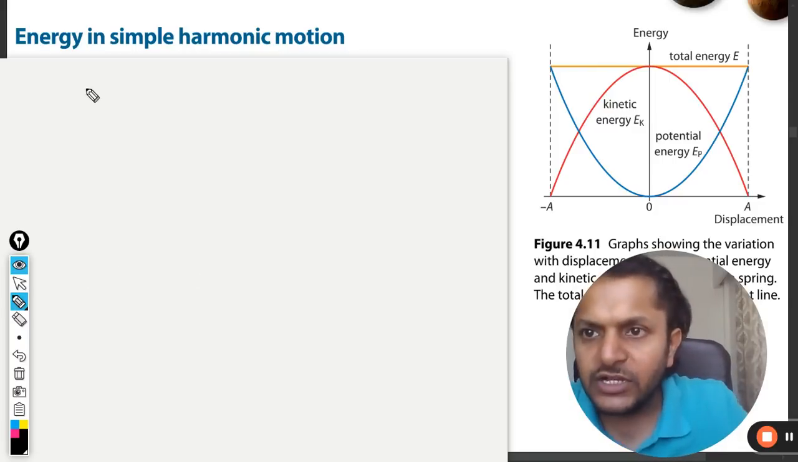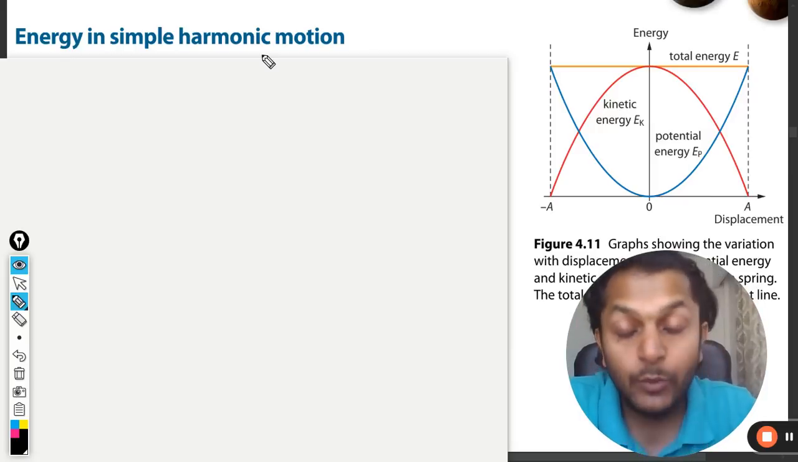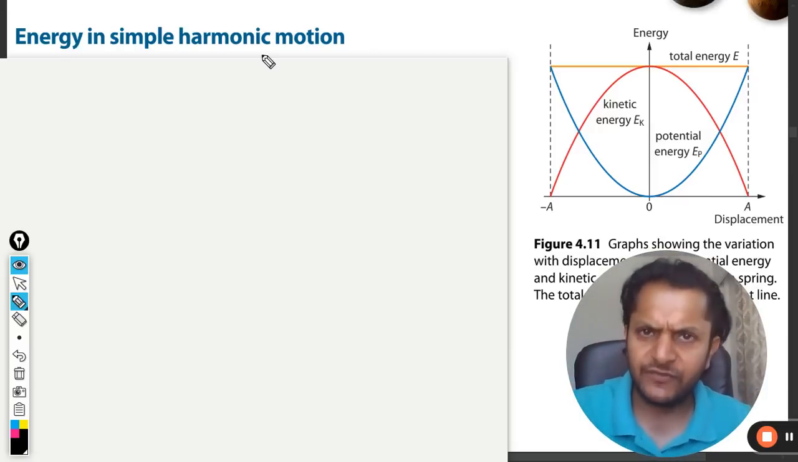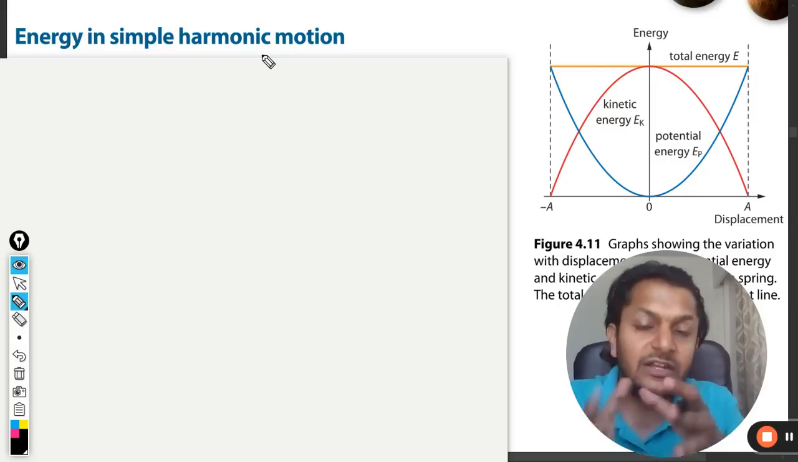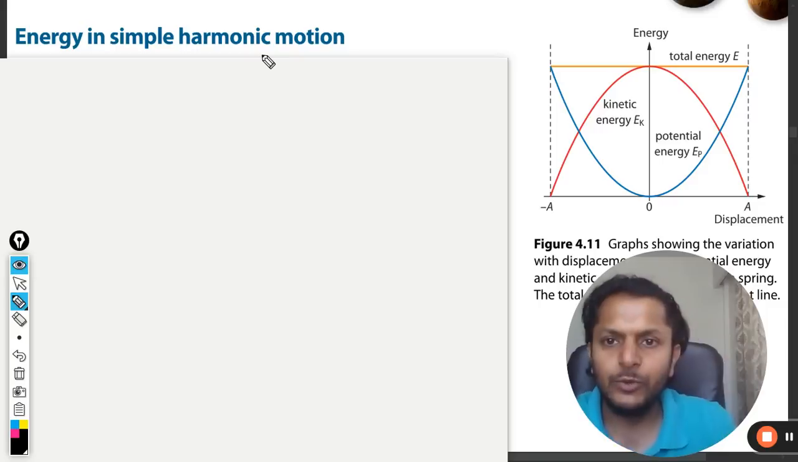Okay, so first of all, the graph of energy in simple harmonic motion is in front of you. This is how it looks. But how can you derive it, first of all? Now, a part of it, like the derivation that I'm going to give you, belongs to the HL. Okay, so let me do it now.